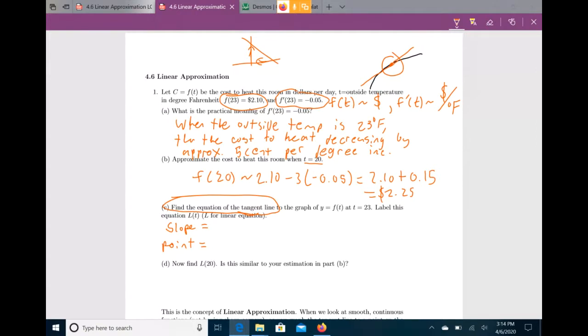Good, negative 0.05, right? The slope is just the derivative. The slope of the tangent line is equivalent to the derivative. So the slope at t equals 23 is the same thing as f prime of 23, which in this case is negative 0.05. All right, the point: the independent variable is the t coordinate, and the dependent variable is the function. So this will be 23, and then whatever f of 23 is, which is $2.10.